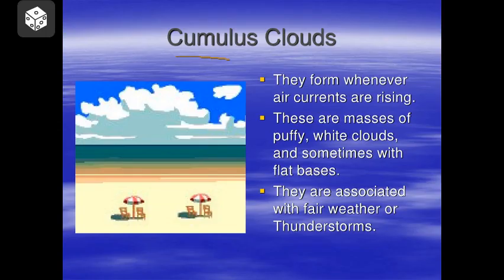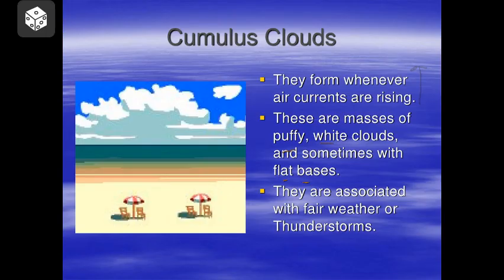The second group are called the cumulus clouds. This is the group that you typically think of when you think of clouds. These are the big, fluffy, puffy, white clouds. Now, how do they get so big and fluffy? Well, basically they form whenever air currents are rising upwards. As hot air rises upward, that stretches out the clouds and forms these big masses of puffy white clouds. Sometimes they do have flat bottoms or bases, kind of like the stratus clouds.